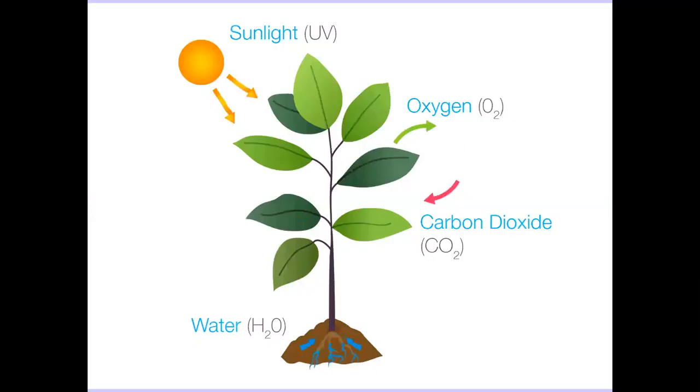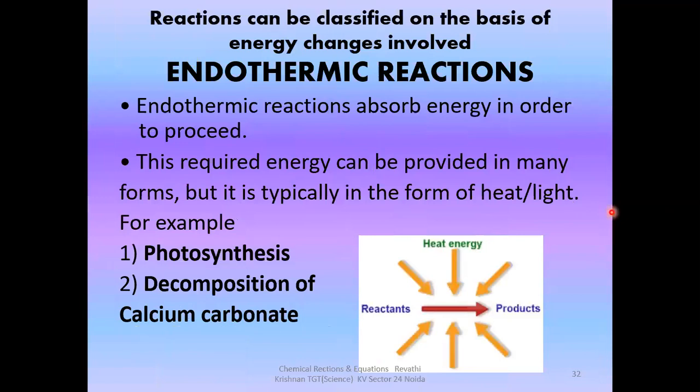What do you see on this slide, children? Right, this is the process of photosynthesis. We know that green plants take energy in the form of sunlight to perform photosynthesis. Can you predict what type of reaction this is? Based on the energy changes involved, chemical reactions are divided into 2 more types.